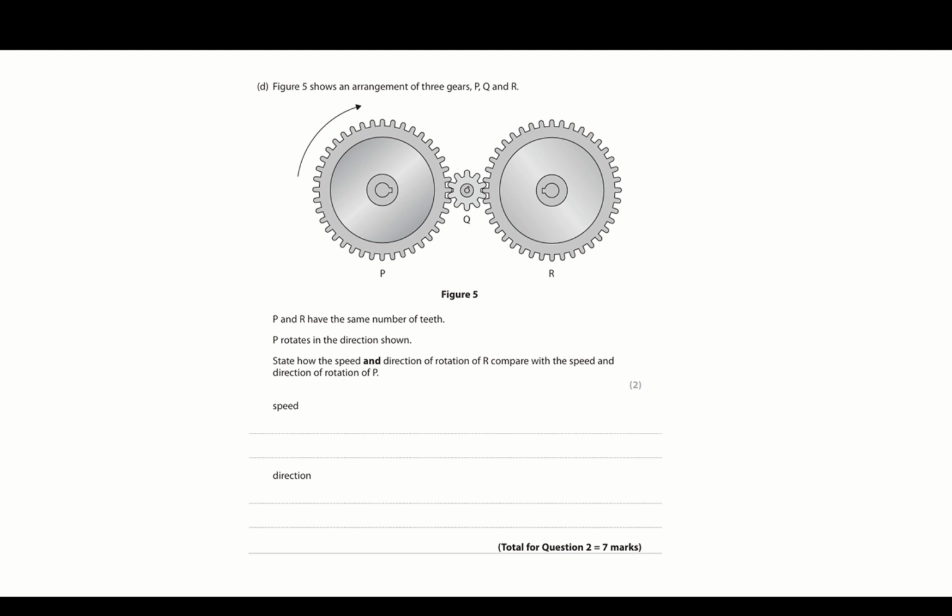Next one, we've got 3 gears. It says state how the speed and rotation of R compares. Well, I've told you a gear in the center, or literally idler gears in the middle, they're going to do nothing in terms of the turning ratio, because the only thing that matters is the first and the last. These will make a difference in terms of the direction though, because they alternate the directions.